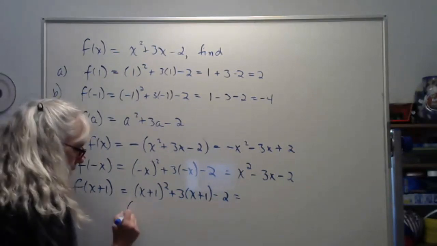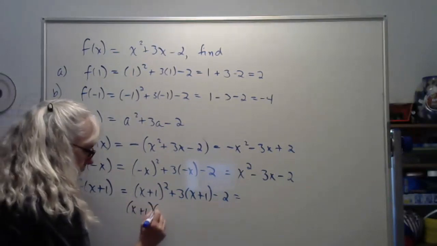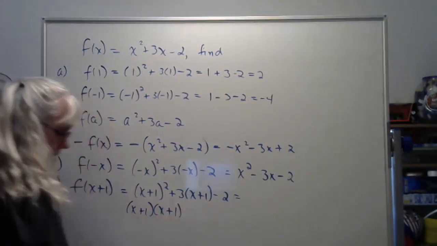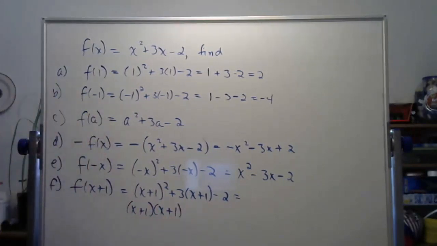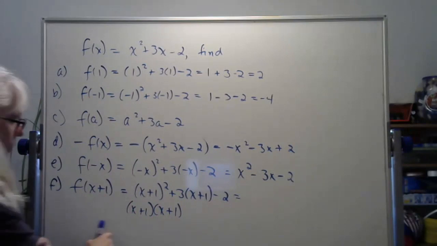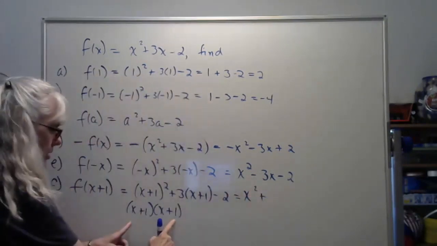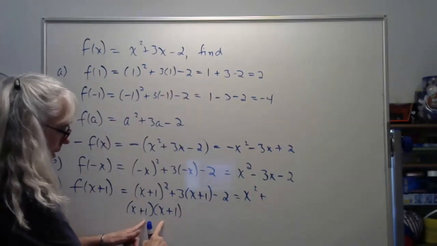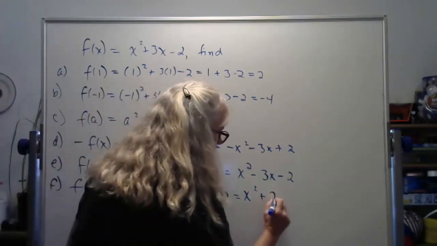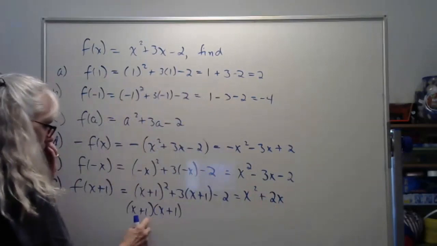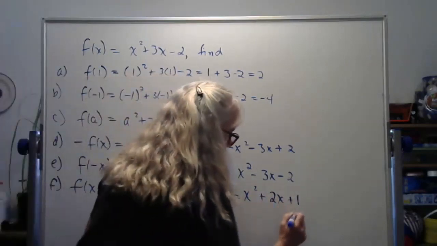So right underneath this, I'm going to write what x plus 1 squared means. It means x plus 1 times x plus 1. So let's go ahead and FOIL that out. So we'll get an x squared. The outside term is going to give me a 1x, and so will the inside term. So that's going to give me a 2x. And then the 1 times the 1 is going to give me a 1.